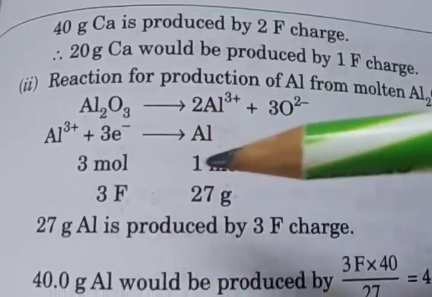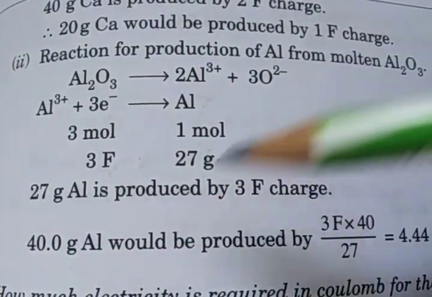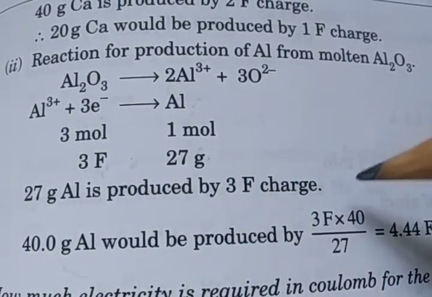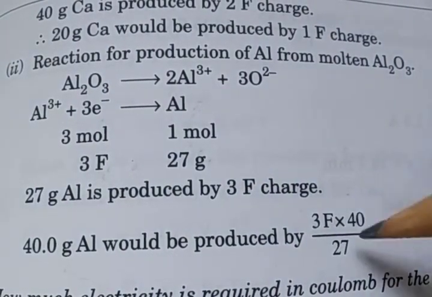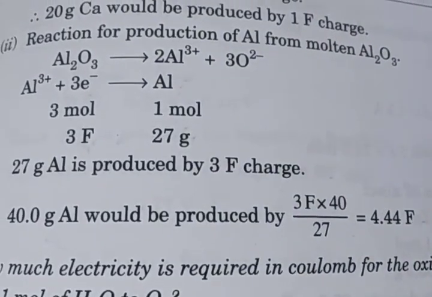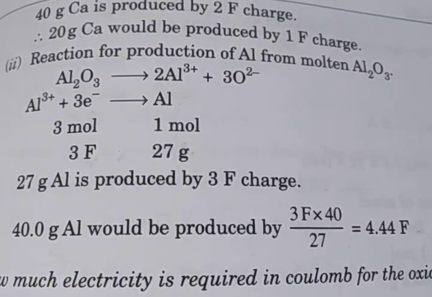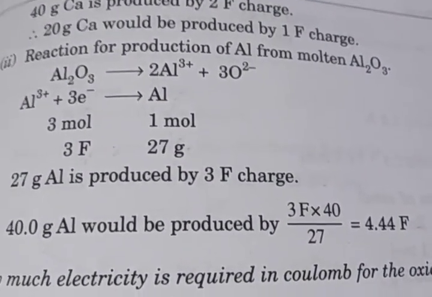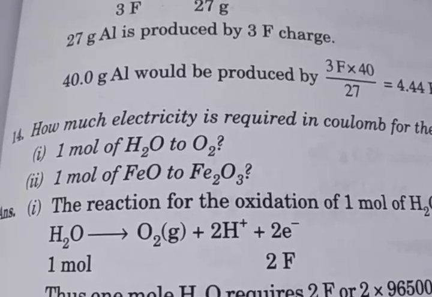Here, 40 gram of aluminium is given. So 40 gram of aluminium is produced by 3 Faraday multiplied by 40 divided by 27. So 4.44 Faraday. Got it? Next is question number 14.